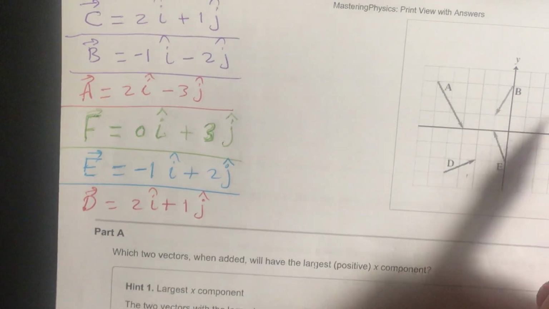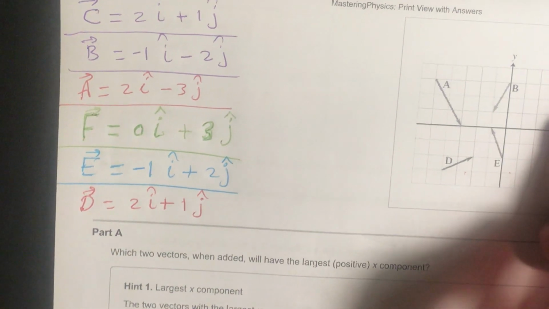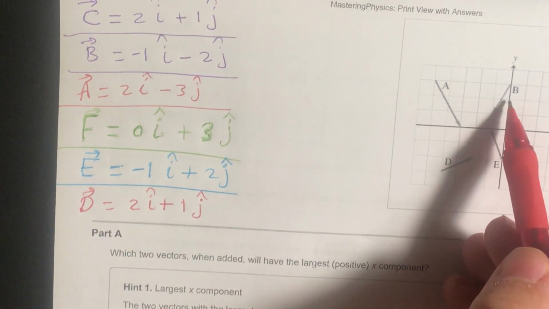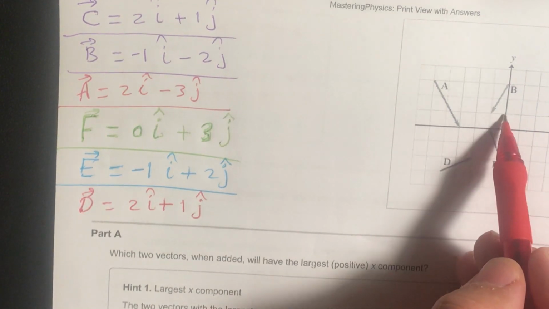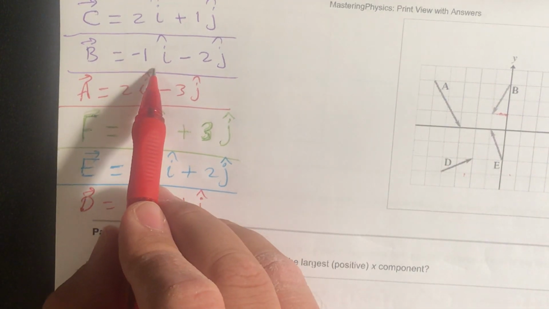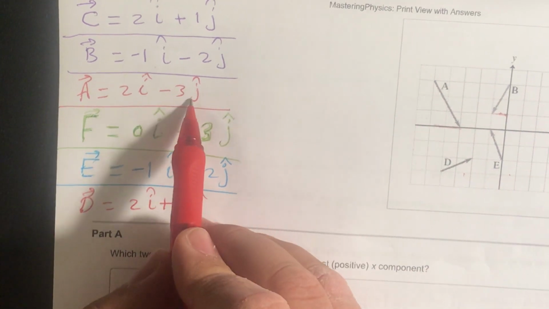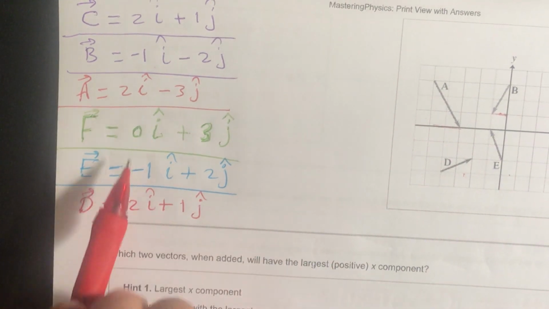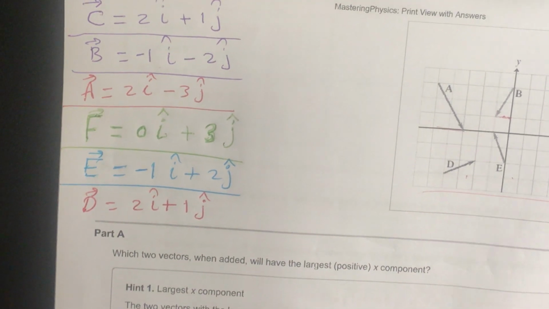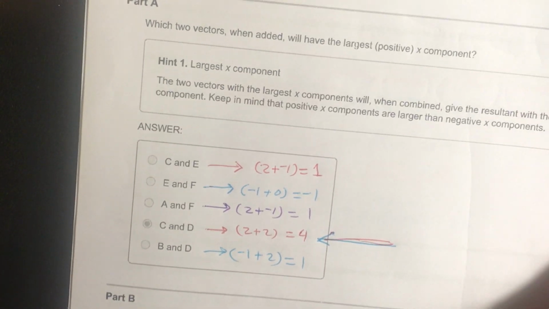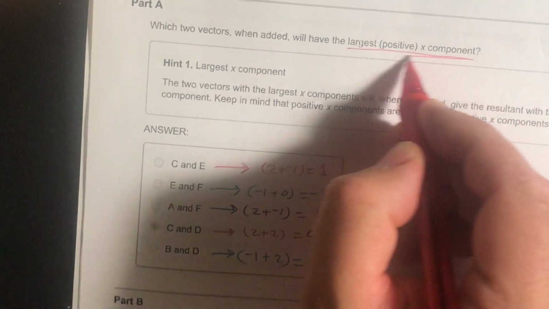C is 2 units in X direction, I hat, 1 unit in J hat. B is -2 in Y hat, J hat, and -1 in I hat. A is +2 in I hat, -3 in J hat. And the same for the rest of these vectors.